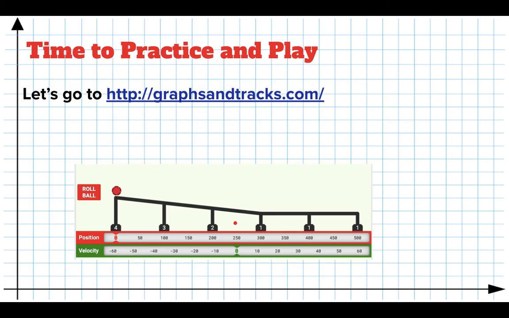All right, so a way to practice this is to use a really handy app called Graphs and Tracks. And this is available free online. It's in HTML5, so it works on just about any platform. And it's really cool. So I just want to kind of show it to you and then give you a chance to kind of play with it on your own. And you can take this as far as you want to go. Let me just show you how it works though, okay?